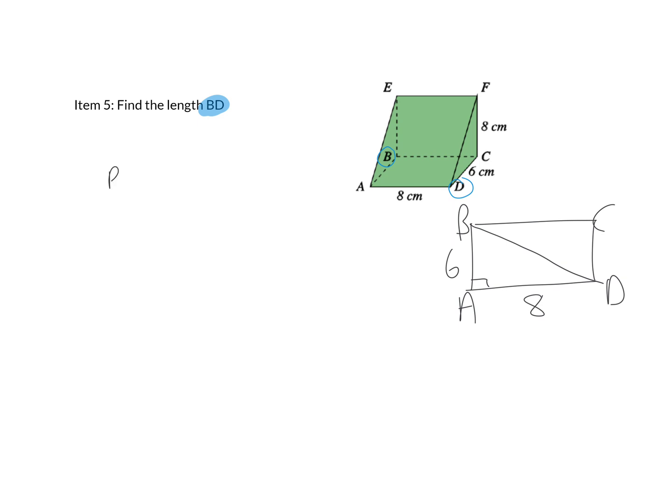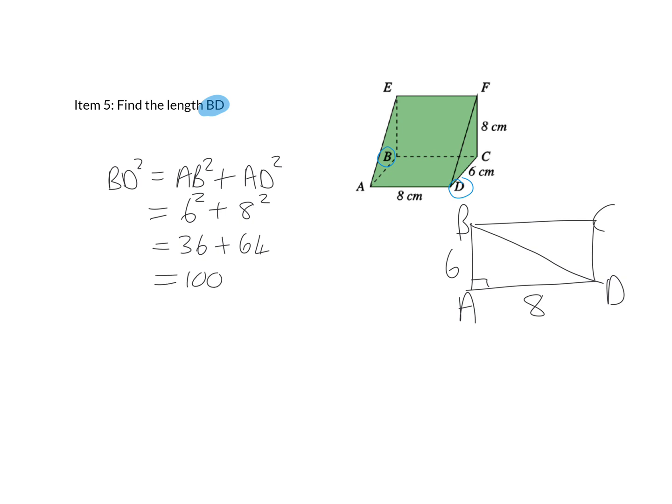So according to Pythagoras, BD squared will equal AB squared plus AD squared. I can substitute. AB is 6 and AD is 8. So 6 squared, 36. 8 squared is 64. Together it's 100. If I backtrack the square, I just need to take the square root of 100, and that is 10.